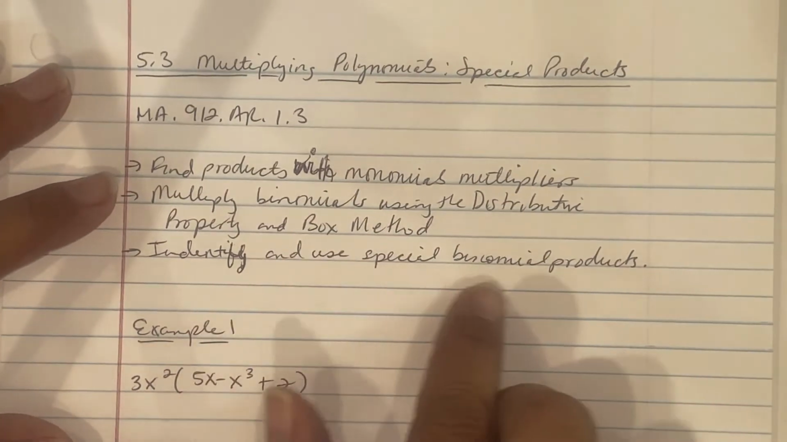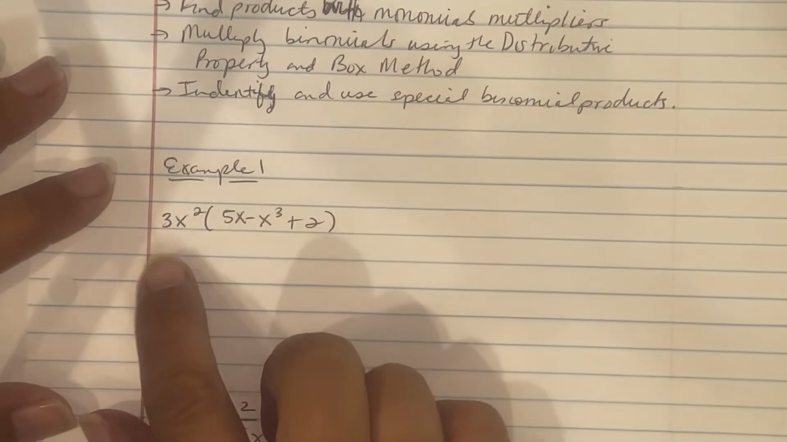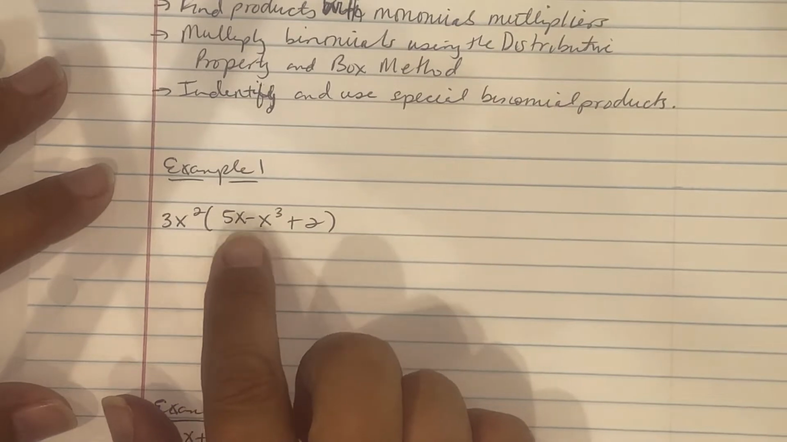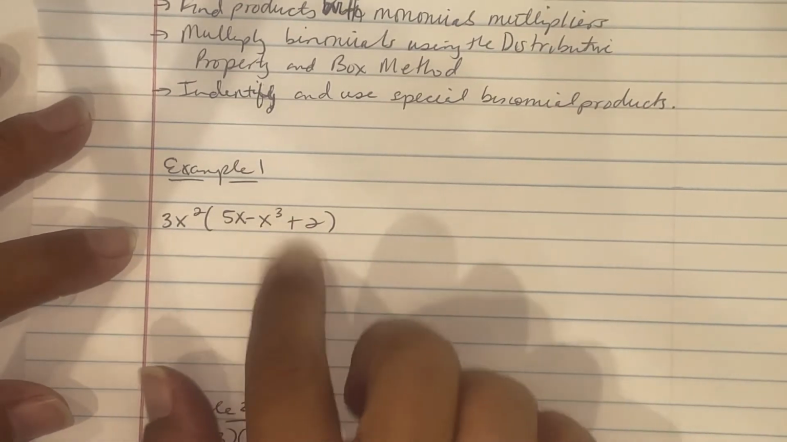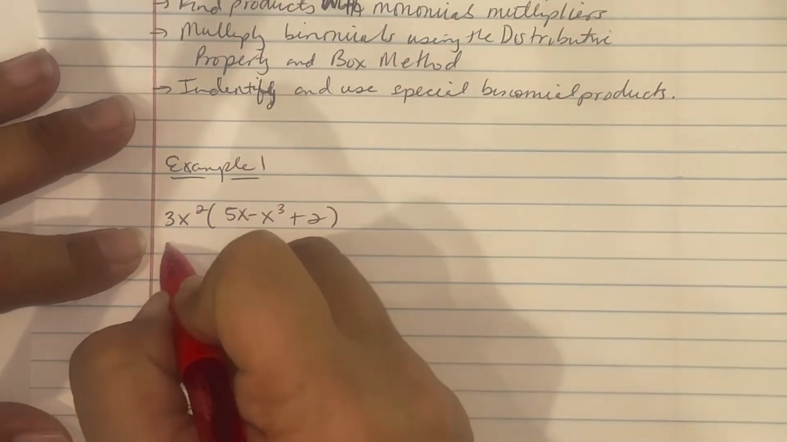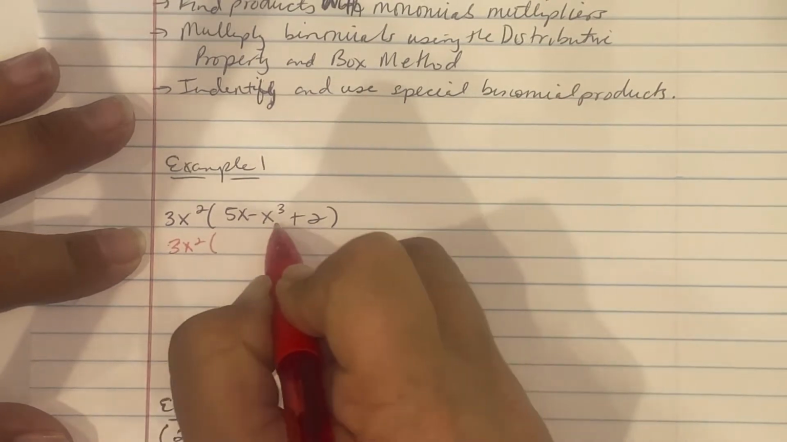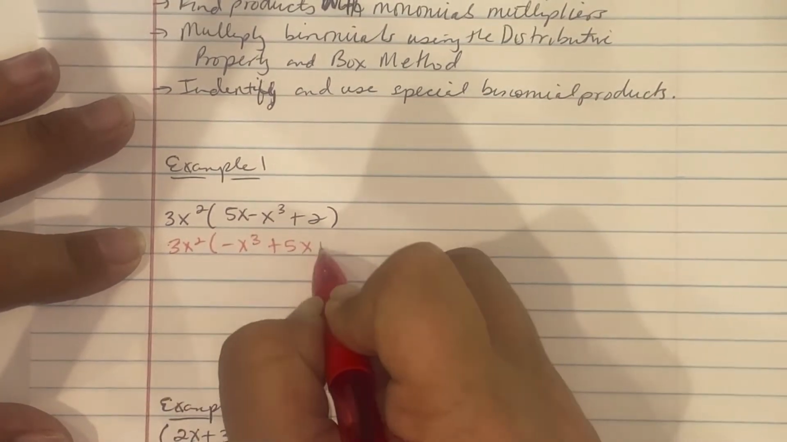So in example 1, it says 3x squared parentheses 5x minus x cubed plus 2. First thing we need to do, first put the parentheses in descending order. So I'm going to rewrite it to say 3x squared times negative x cubed should come first, then the 5x, then the 2. So I am going to use the box method.